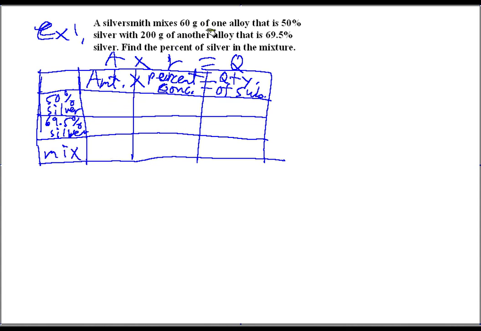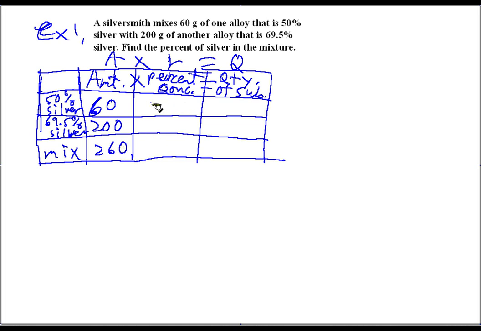All right. So let's look at the amounts. Well, I'm using 60 grams of the 50%. All right, I'm using what? 200 grams of the 69.5%. So if I use 60 here and 200 here, it's going to be what? 260 in the mixture.